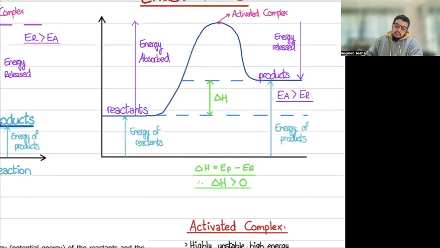Okay, so now we can clearly see that the energy of the products is greater than the energy of the reactants. So when we say energy of products minus energy of the reactants, we're going to get a positive answer. And that shows us that delta H, the enthalpy, for an endothermic reaction is greater than 0. It's shown on the graph.